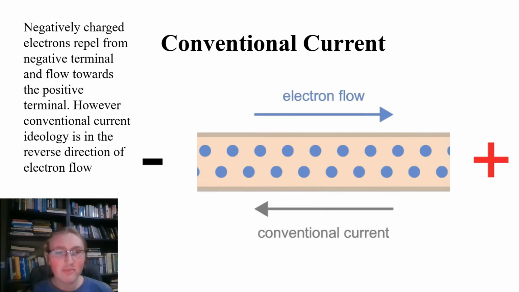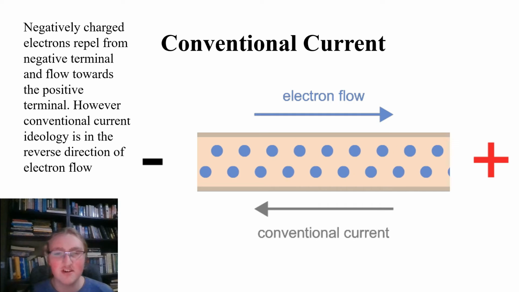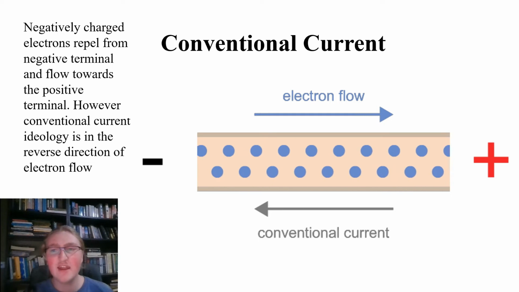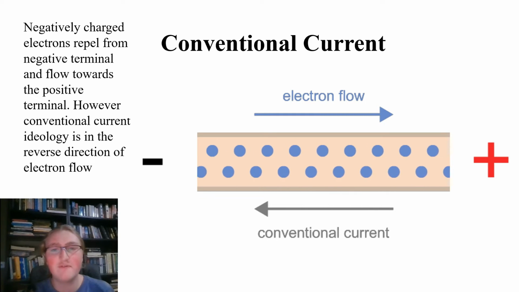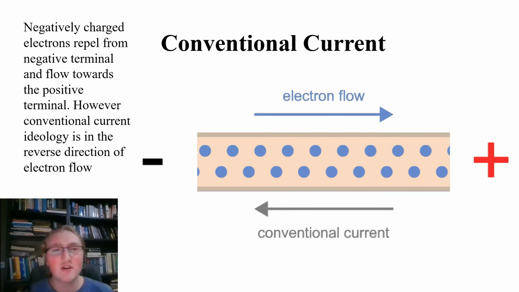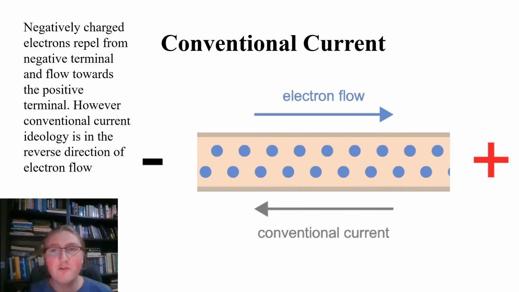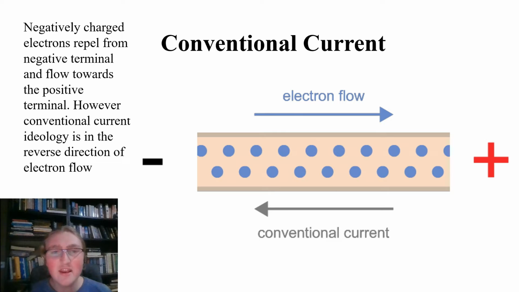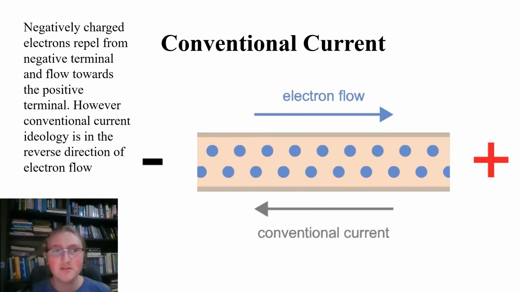As electrons are negative charge carriers, once a positive and negative node are created, they will repel from the negative node and flow towards the attractive positive node. The conventional current that scientists use, however, shows the flow in the reverse direction from the positive towards the negative terminal as if the charge carriers were positive.